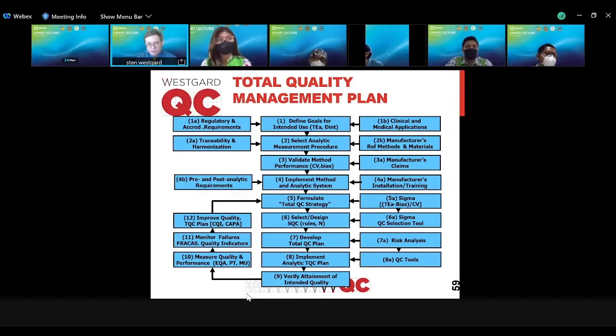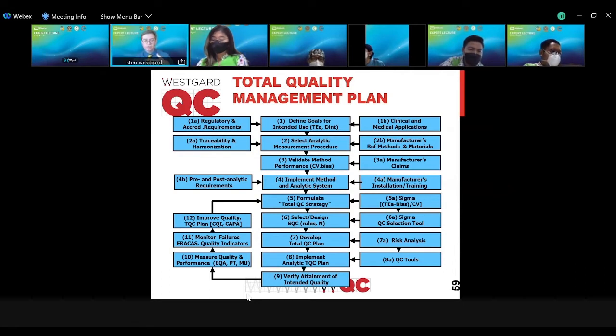This is the Westgard Total Quality Management Plan. You can tell that it's a diagram my father created because he enjoys flowcharts a lot more than I do. There's a lot of steps in this, but in the center is the spine of it, the 9 steps you need to take. You first start by defining the goals. You select the measurement procedure, you validate it, then you implement it, you choose a total QC strategy, which will be influenced by your Sigma metric. You'll design your QC. This is where the Six Sigma QC comes in.